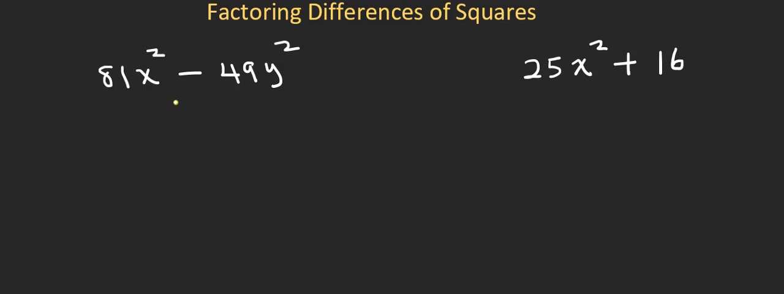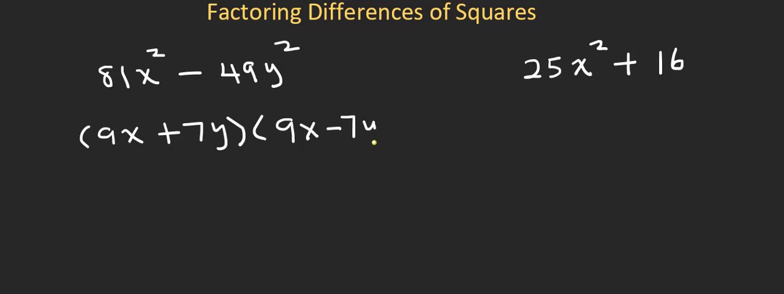What about 81x squared minus 49y squared? Are these differences of squares? It is. Square root of 81x squared is 9x. And square root of 49y squared is 7y. So it's going to be 9x plus 7y, and then 9x minus 7y.